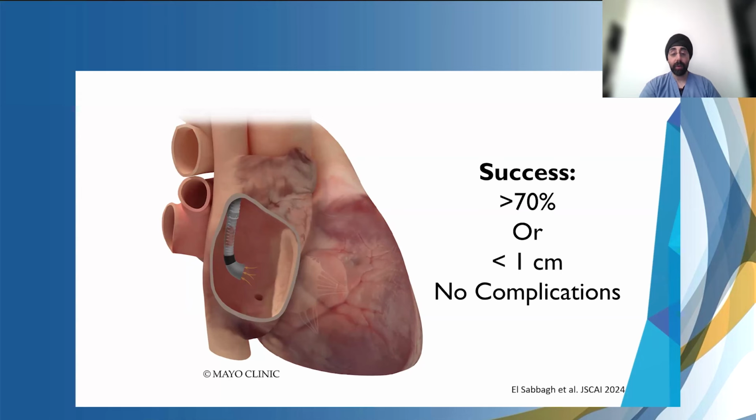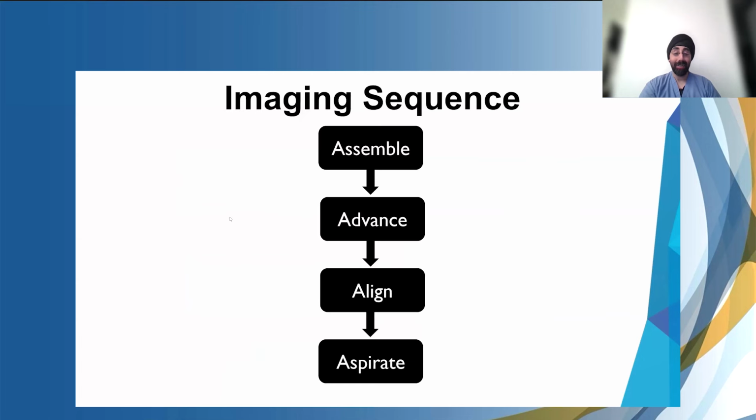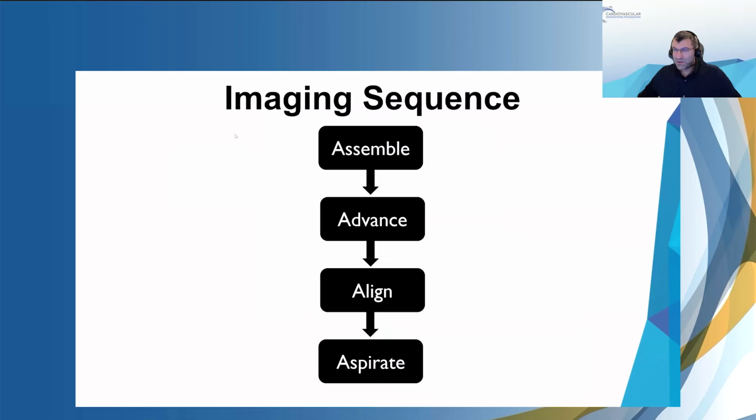I think that's a very good segue to something I often have Nadira, whoever my imager is, talk about: when am I done? When do you stop aspirating? How much is enough? We put on there greater than 70% or less than 1 cm, but as you know, in day-to-day practice that's sometimes a judgment call.